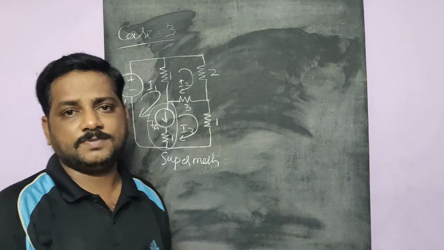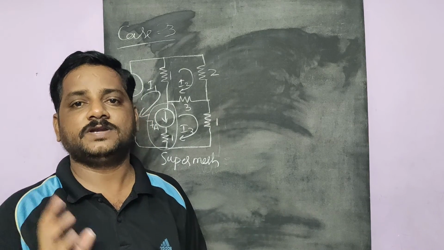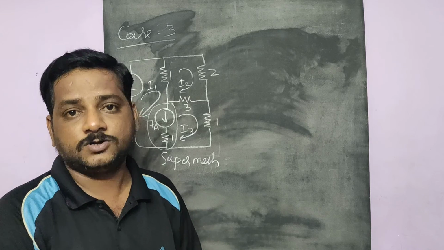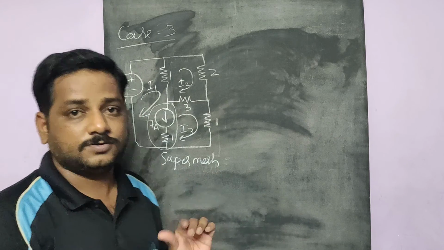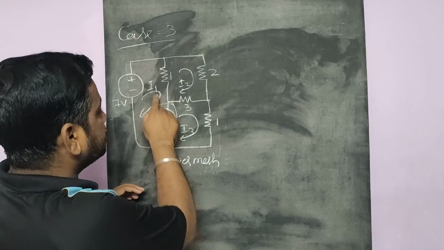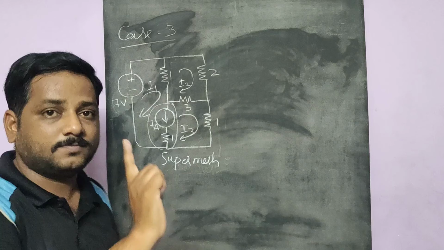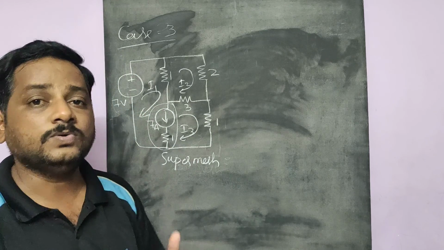Super mesh, in simple terms, means that whenever a current source is available in between two independent loops or meshes, it is termed a super mesh. The advantage of the super mesh is that we can remove this source and combine these two meshes into one mesh. That is called a super mesh. Now let's see how to solve it.